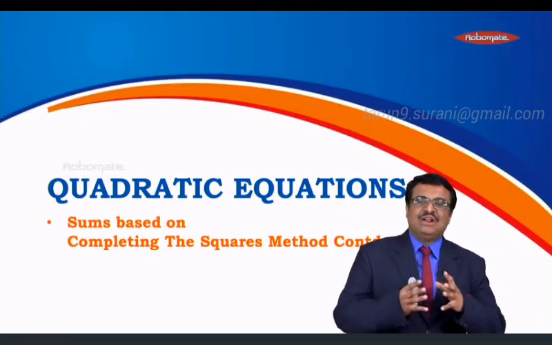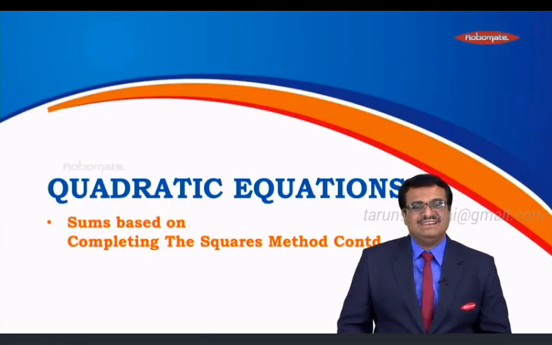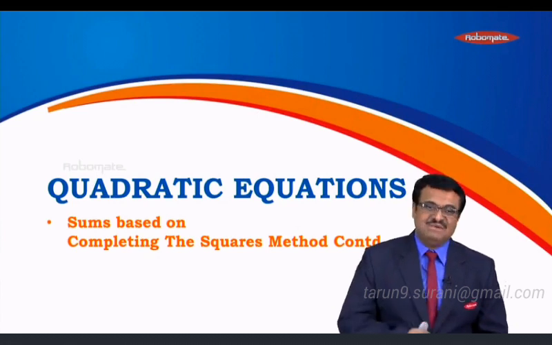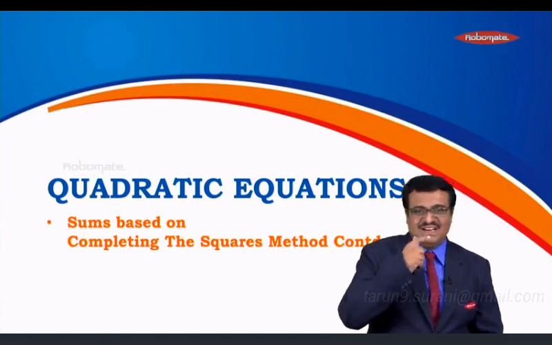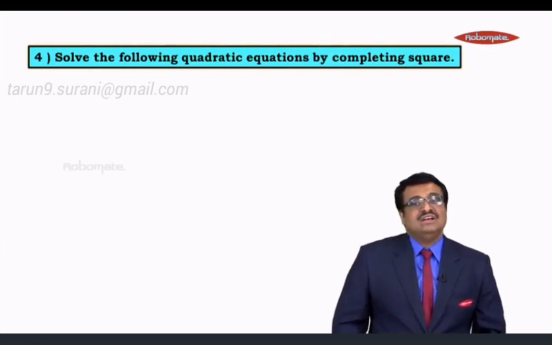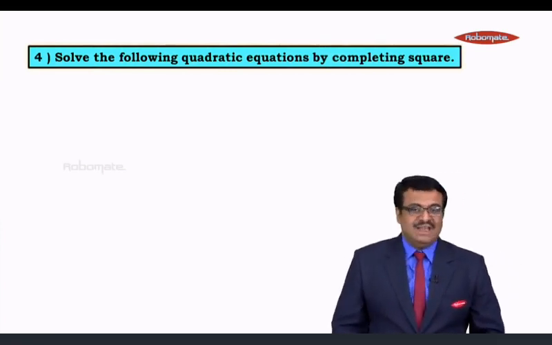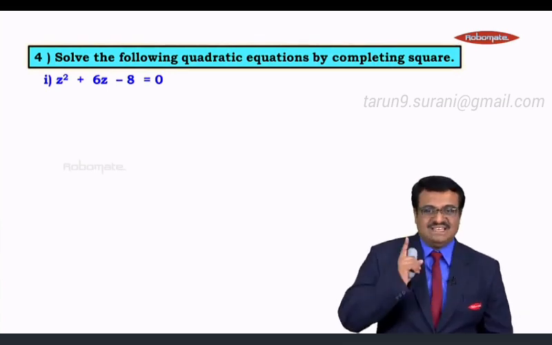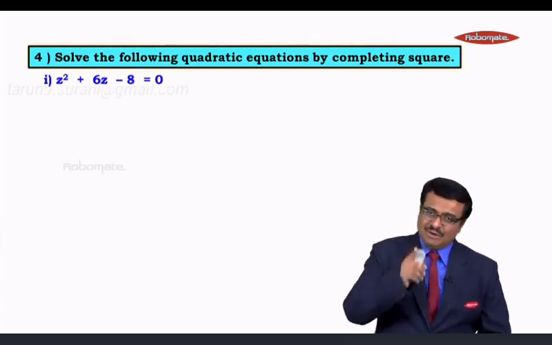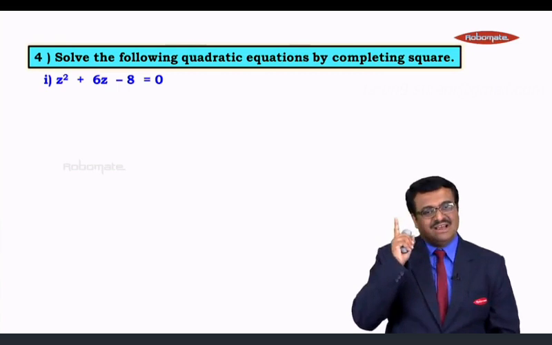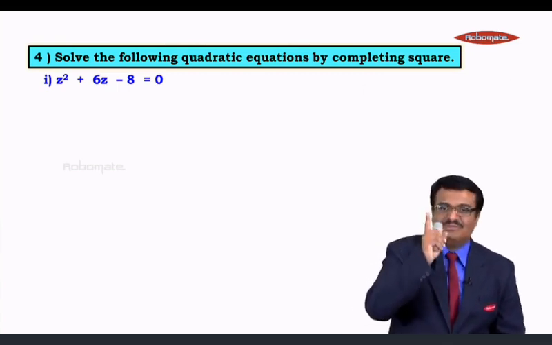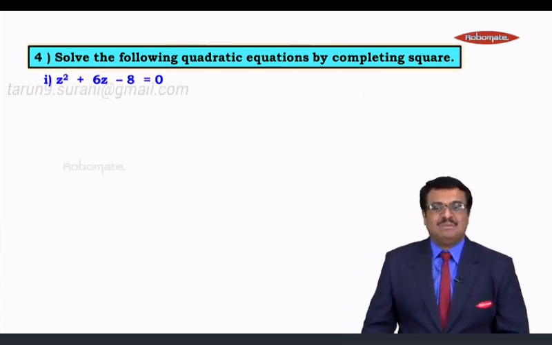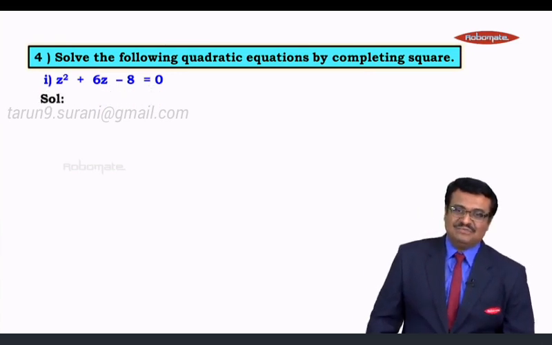We learnt the introduction on the completing the squares method. So here we will see the sums based on it, and once you see the sums you will understand the introduction also, right? Now solve the following quadratic equations by completing the squares method. The question is this: z square plus 6z minus 8 is equal to 0. If you remember, this same example we had considered in the introduction, so we are using the same z square plus 6z minus 8 is equal to 0, right?